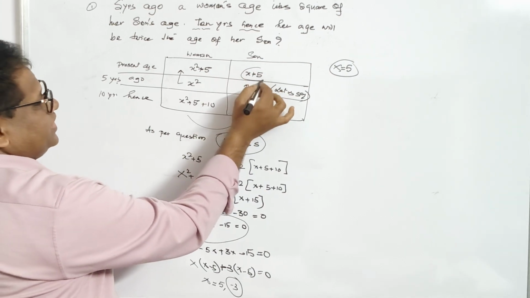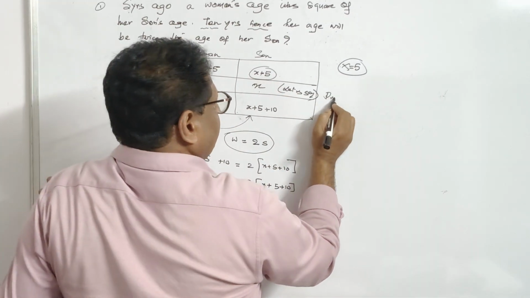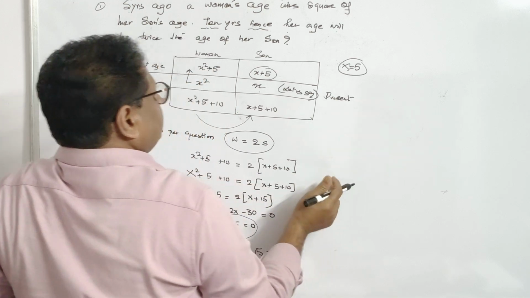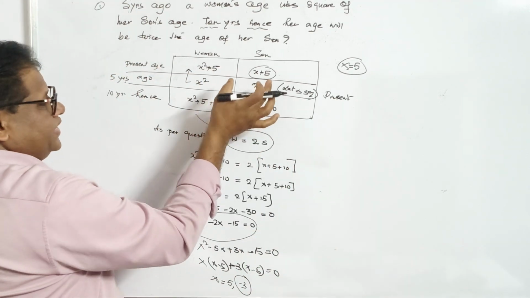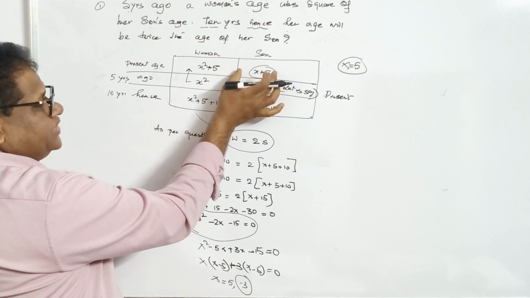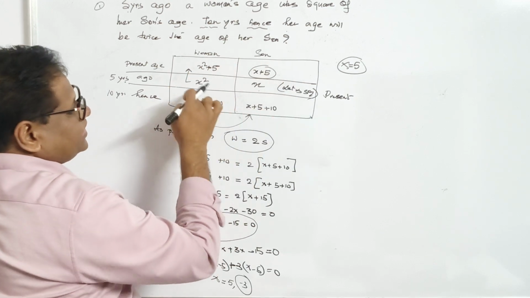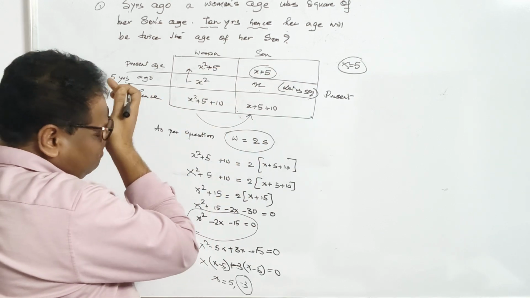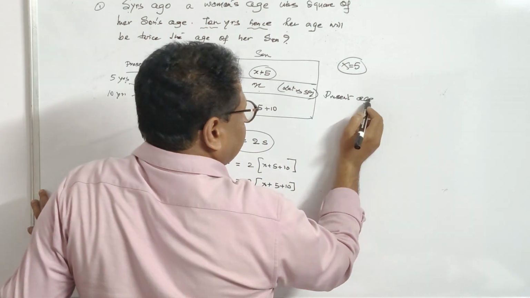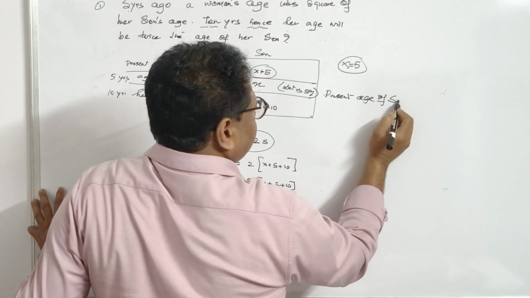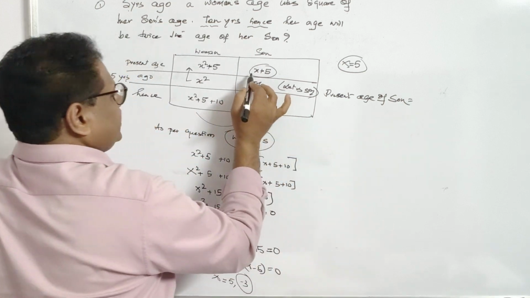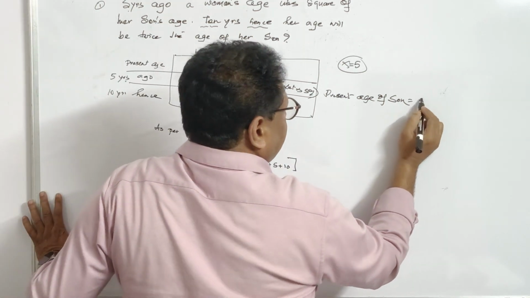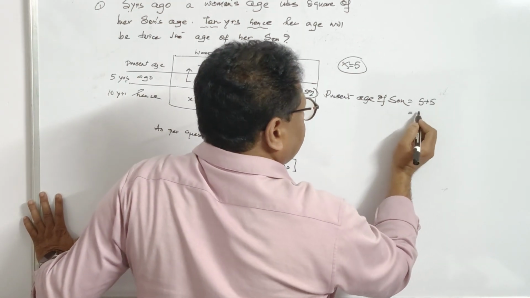So the present age of the son will be x plus 5. If you want any of the terms, 5 years ago, 10 years hence, or present age, you can get this by putting the x value over here. So the present age of the son is x plus 5, that is 5 plus 5, that is 10 years.